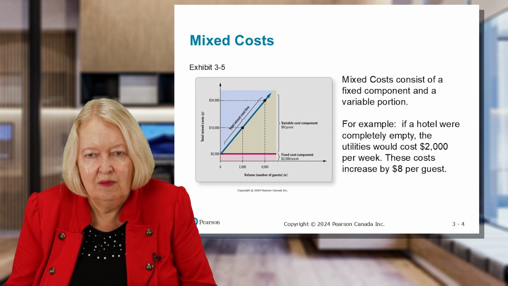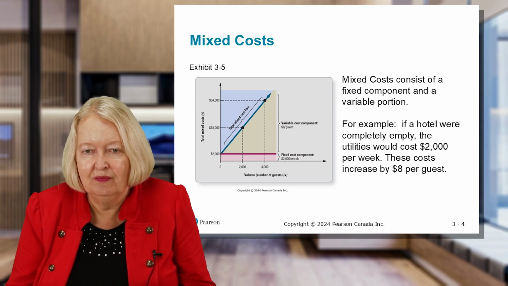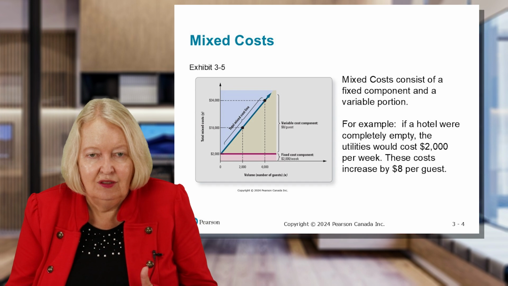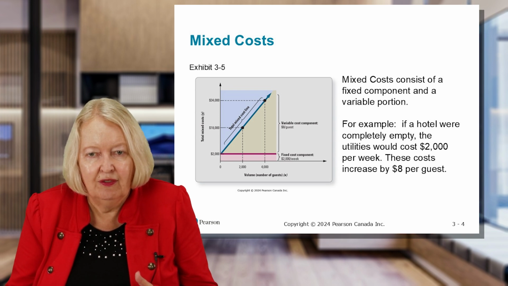So oftentimes costs have both fixed and variable components. So if a hotel, say, was completely empty, think about COVID-19 when nobody was traveling, they're still going to have to pay their utilities every week. They've got to pay to heat and keep the electricity on there. So these costs, if you're dividing them out over your 500 guests, you're going to have a cost per guest.